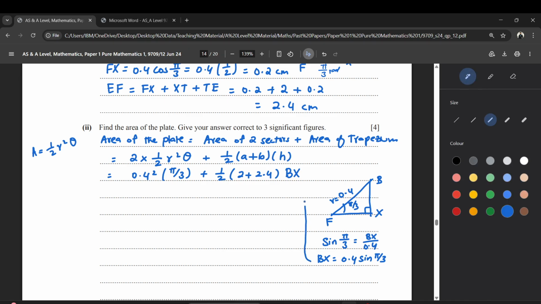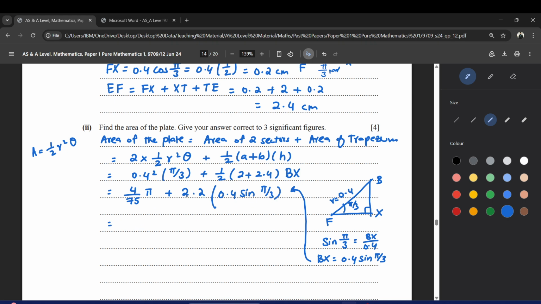So now this value is going to be plugged in over here. So 0.4 squared times pi over 3. Let me work out 0.4 squared divided by 3. So this would be 4 over 75 pi, plus, then we have half into 2 plus 2.4. So that would be 4.4 divided by 2, which is 2.2. And BX is going to be 0.4 sine pi over 3.